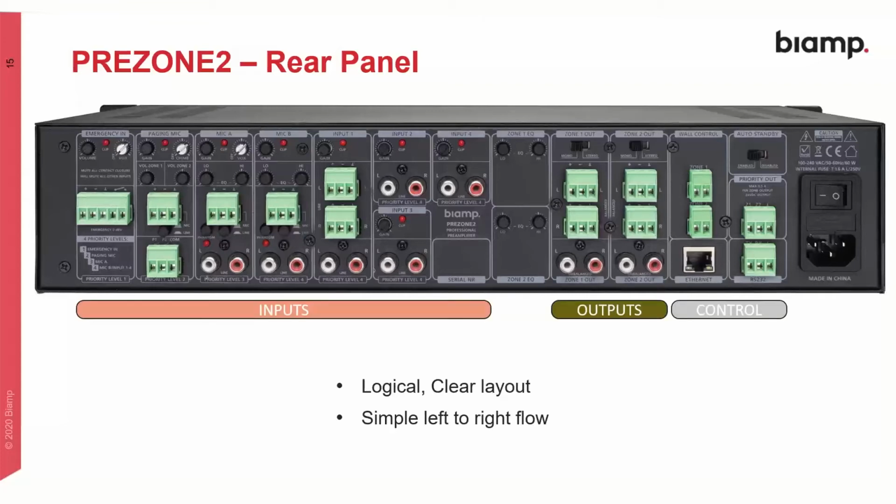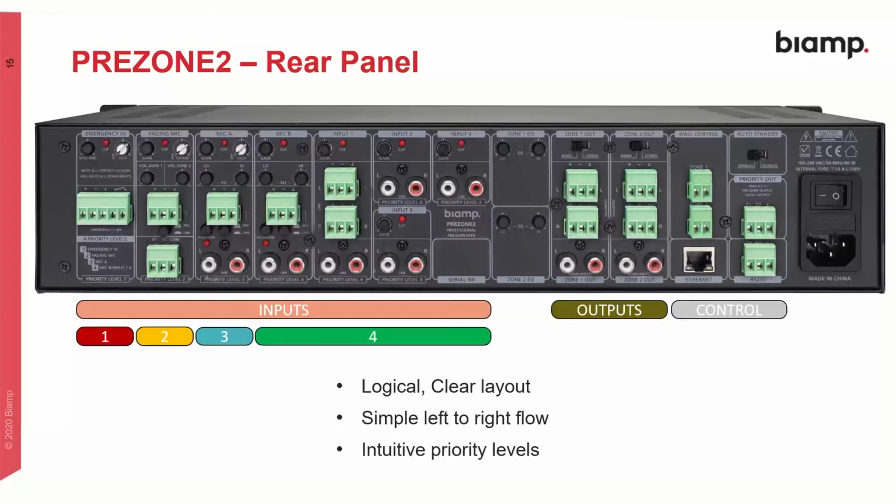So the things to understand here is we have from left to right our inputs, and then we have an output section, and we have a control section towards the right. The other thing to understand is the inputs, the highest priority inputs are located on the left side, and then moving towards the right, they move across to be lower priority. So priority from the left inputs to the right.